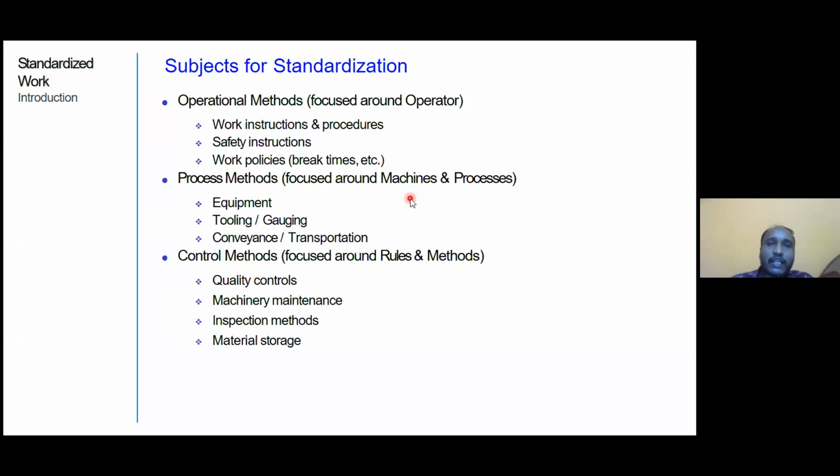So the subjects for standardization: operational method, process method, and control method. The operational method covers work instructions and SOPs, safety instructions and work policies. Process method covers equipment handling, tooling, gauging, conveyance and transportation. And control method normally covers quality controls, machinery maintenance, inspection methods and material storage.